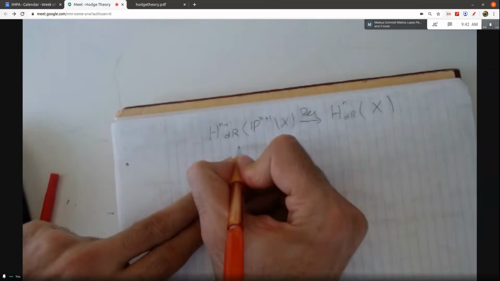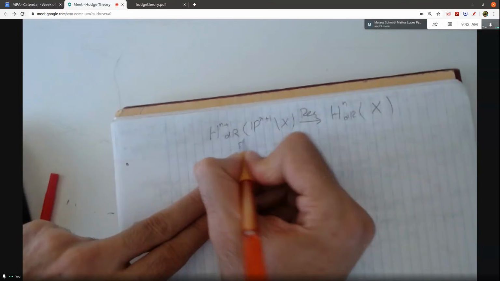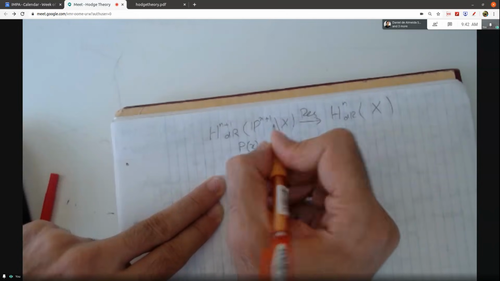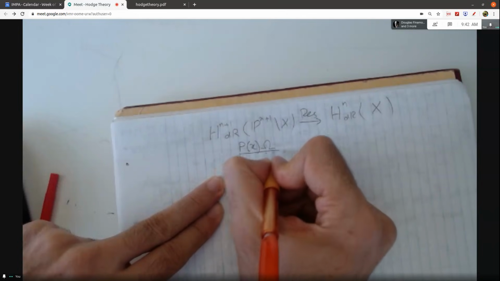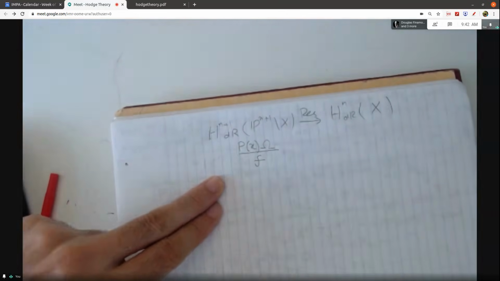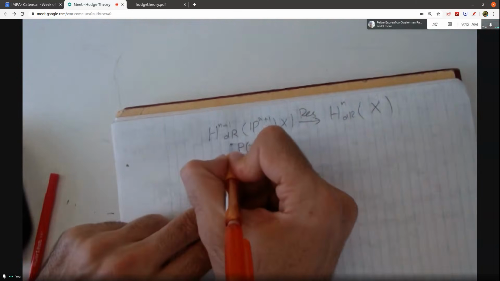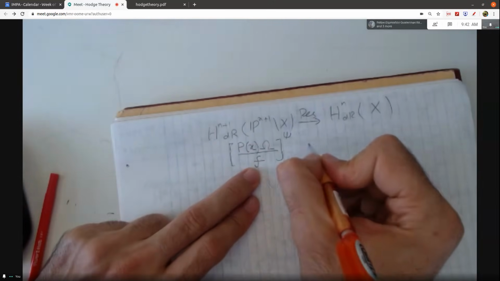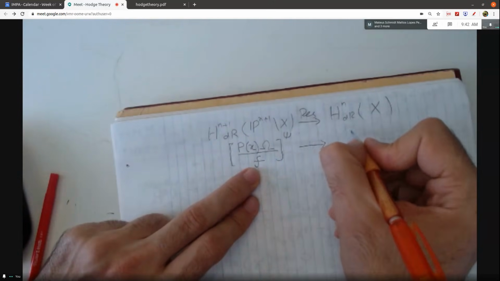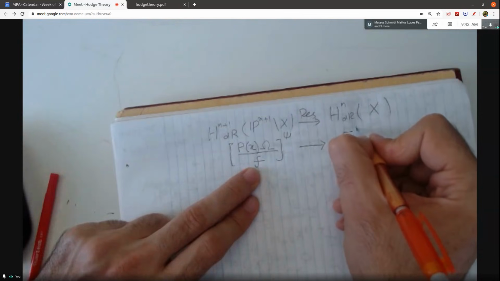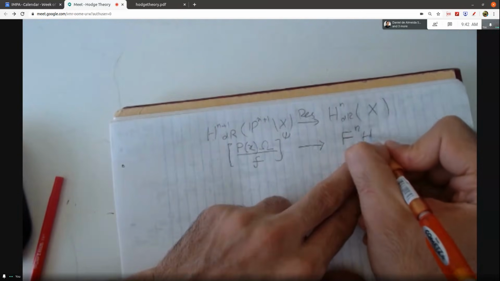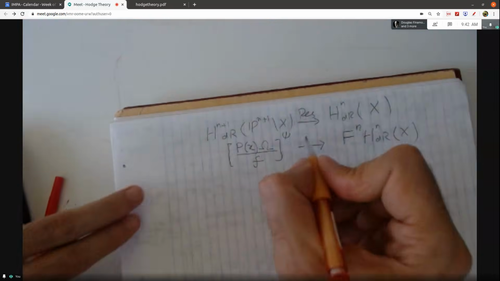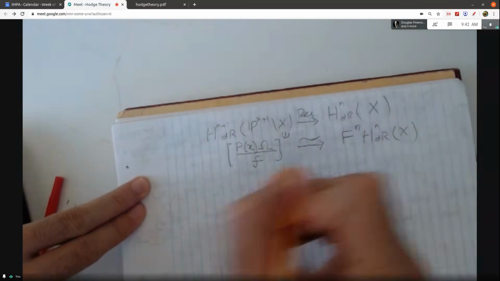we need this one. The element P over F^k, omega, of polar order 1, these elements, which I said are now here, map to F^n H^n of X, and actually this map is an isomorphism in this case.